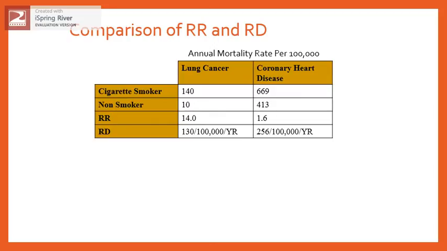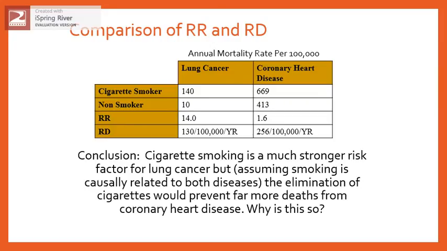So that means smoking increases risk of lung cancer by 14 times. The risk ratio for coronary heart disease is 1.6. So smoking increases the risk of coronary heart disease by 1.6 times. Okay? So what this means is that smoking is a much stronger risk factor for lung cancer. 14, risk ratio of 14 versus 1.6.